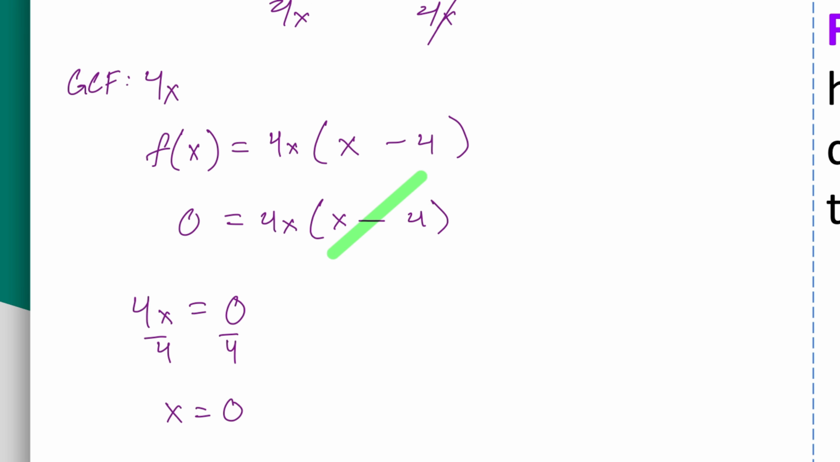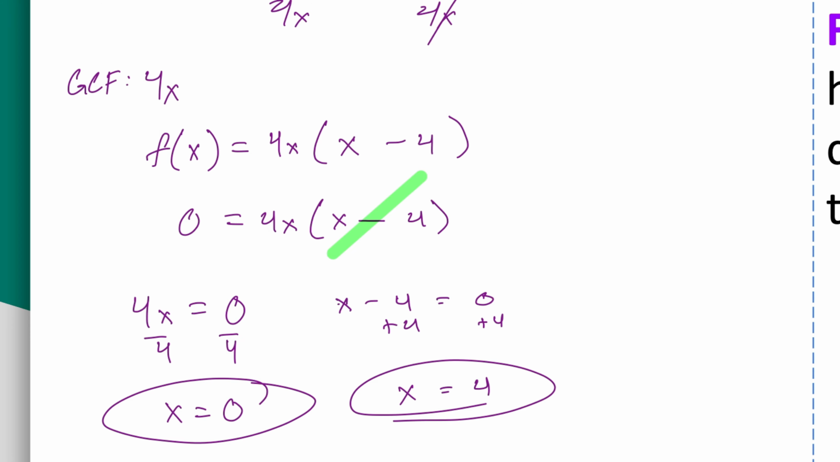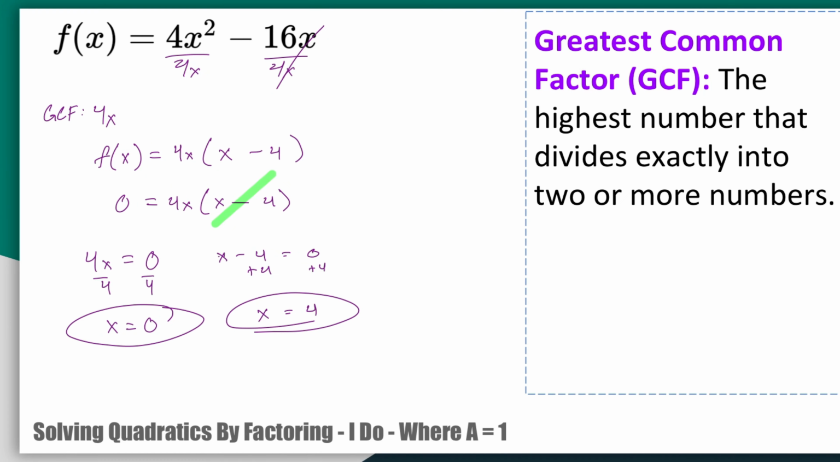And then I'm going to do it again, but I'm going to assume x minus 4 is 0. So that means I have x minus 4 is equal to 0. I add 4, I add 4. I get x is 4. Two answers, okay?